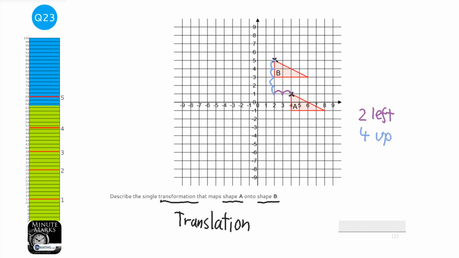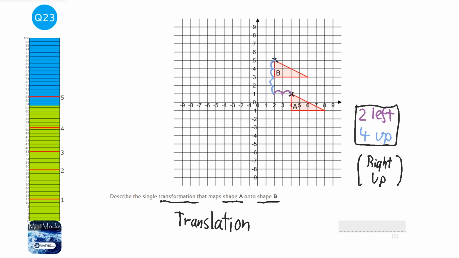Now the way of showing translations is by using vectors, and it sounds fancy, but it's just putting this information here between a bracket. The number at the top of the bracket is how far right it's gone, and the number at the bottom is how far up it's gone. Well, let's do the number at the bottom first. So translation by, there's different words you could use there, and the number at the bottom, well, it's gone 4 up, so it's just a 4 there.